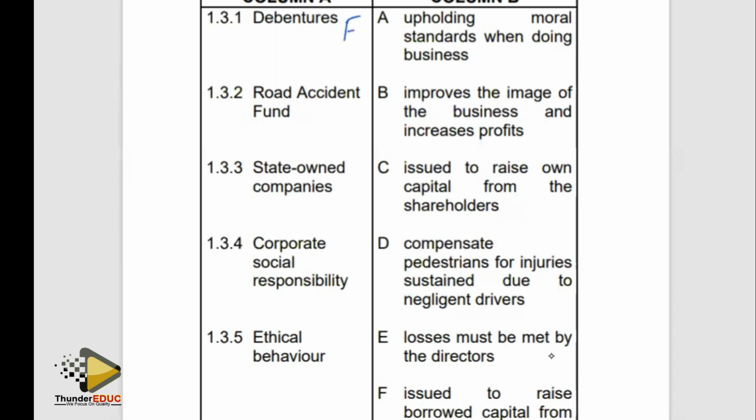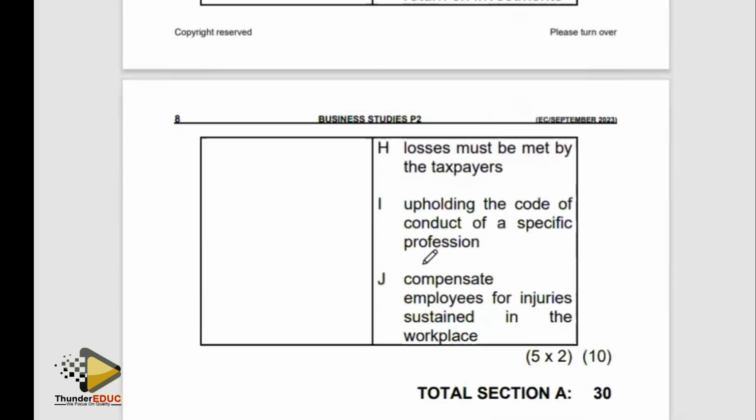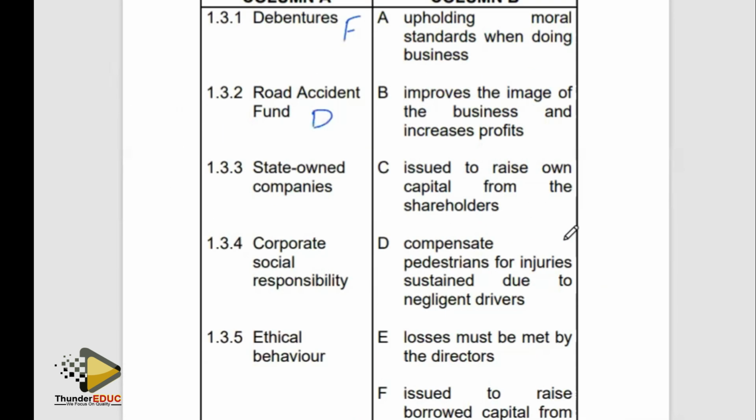So now let's check 1.3.2, where we have compensate pedestrians for injuries sustained due to negligent drivers. So our appropriate answer in this regard is going to be D. So 1.3.3, state-owned enterprises, then our appropriate answer is going to be H, where we check that losses must be made by the taxpayers. So it means in this regard our appropriate match is going to be H.